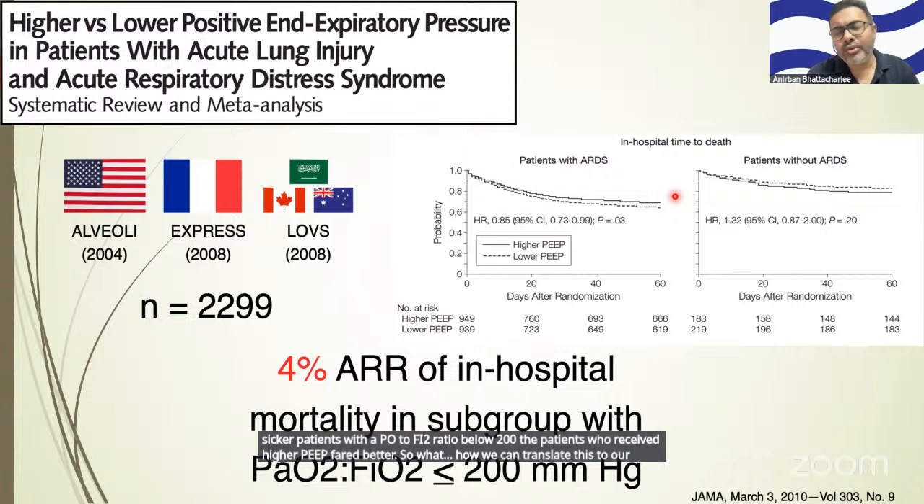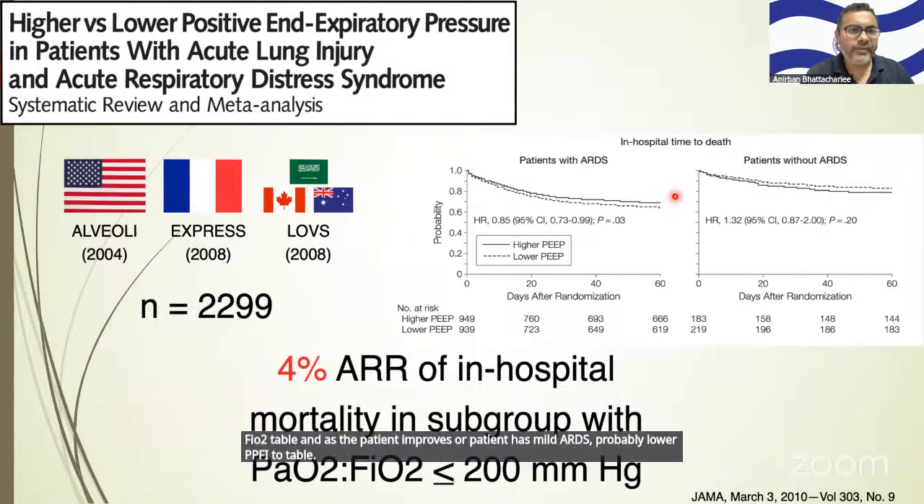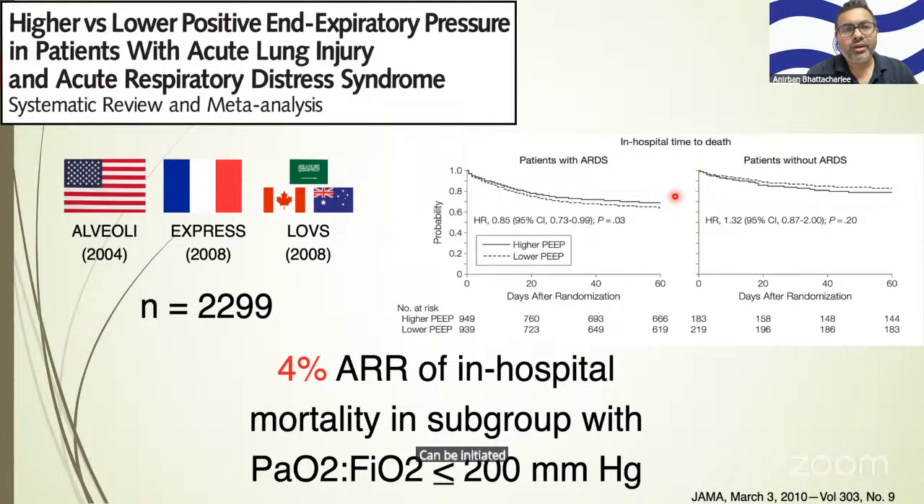So how can we translate this to our practice? If we have a patient who is extremely sick, with a very low PaO2 to FiO2 ratio, better stick to the higher PEEP FiO2 table. And as the patient improves, or if the patient has mild ARDS, probably the lower PEEP FiO2 table can be initiated, or we can shift our strategy to a lower PEEP FiO2 table while weaning those patients, or coming down on the FiO2 and PEEP. Right, that is something that we can adopt.